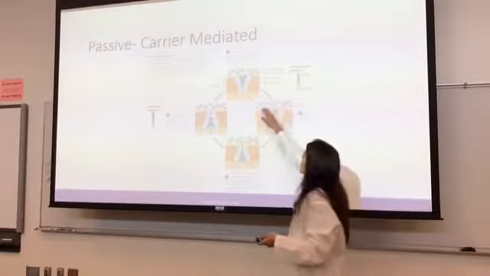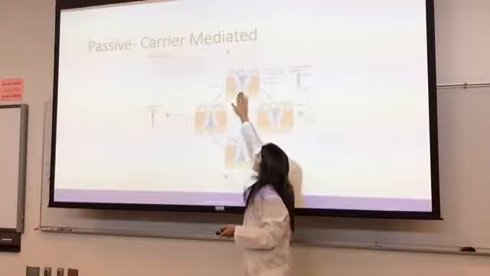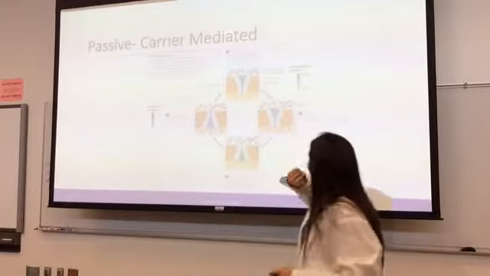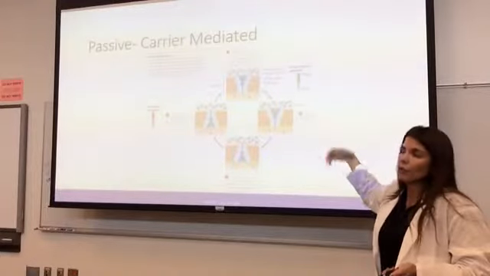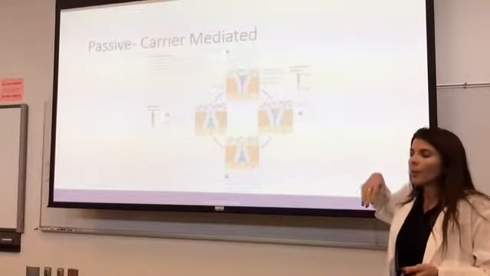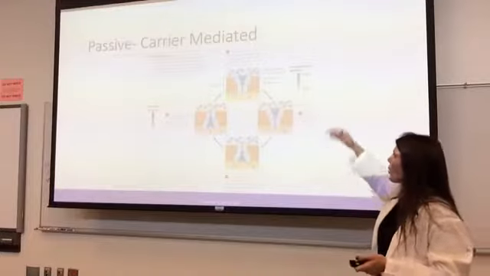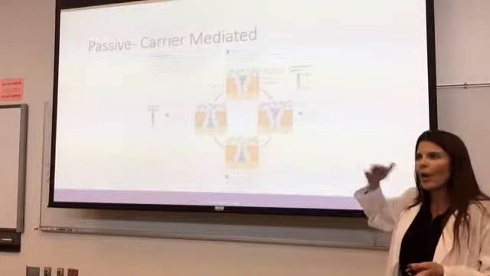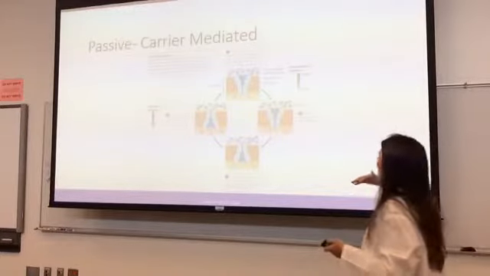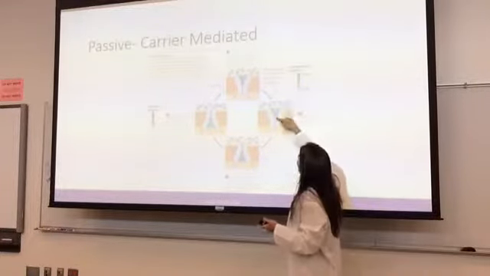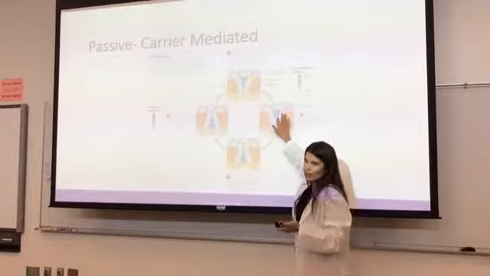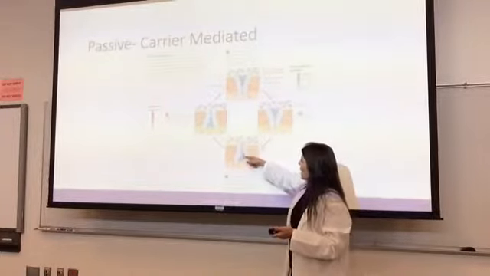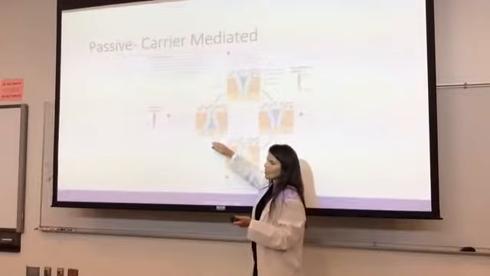I have my phospholipid bilayer, and I have my integral protein. Where's my high concentration? On the top. And the low concentration is on the bottom. The difference here is I don't have a whole bunch of molecules going all together at the same time. I have just one at a time. That molecule will enter here, where it's verified, and then that protein will change shape, fold, and allow that molecule to enter the cell.